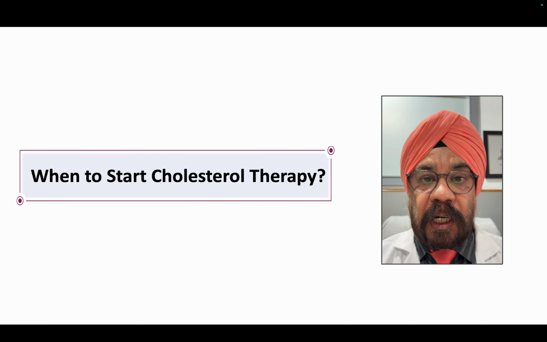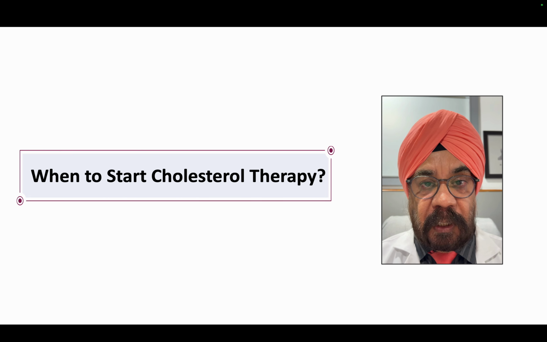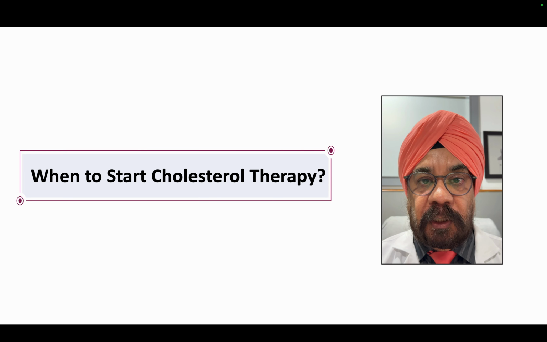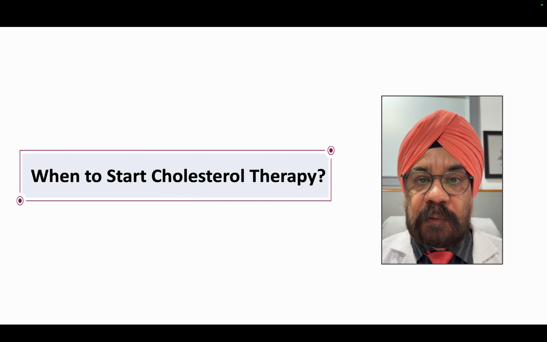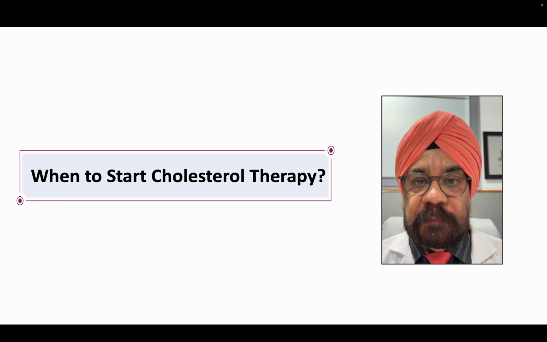So when to start cholesterol therapy? I mean, that's something very interesting. Should we wait for 6 months or 1 year for a lifestyle modification to kick in and then start cholesterol therapy? I have a different view.